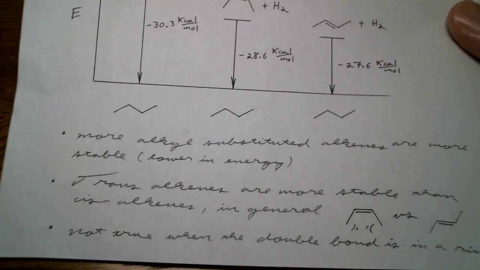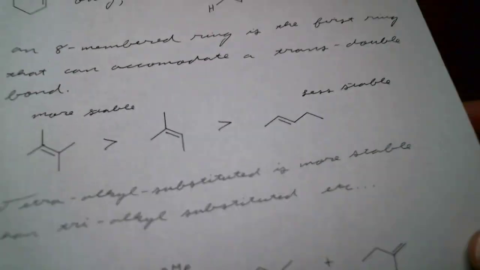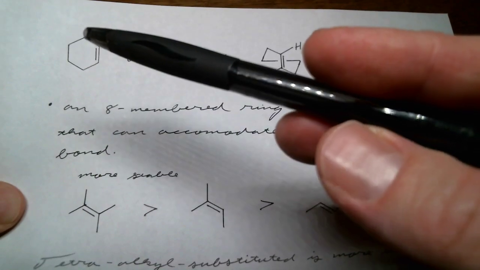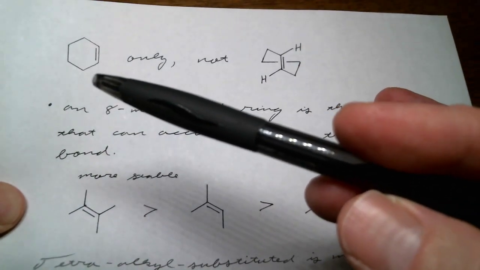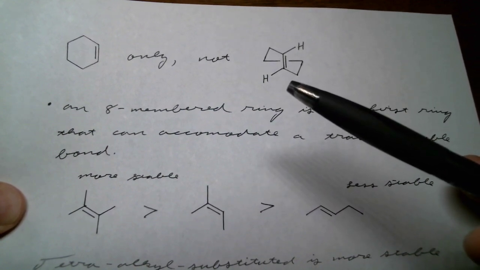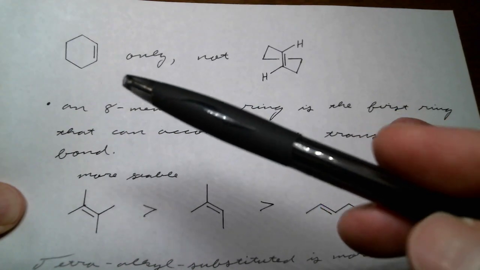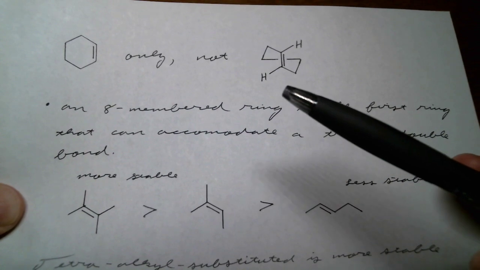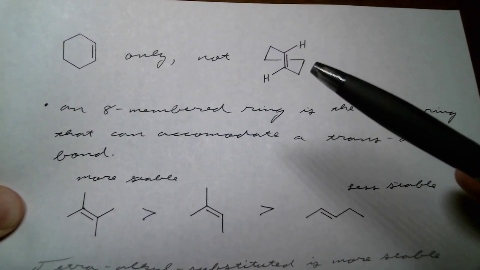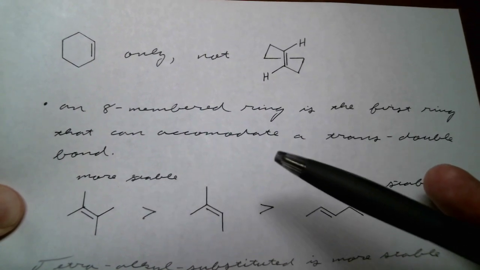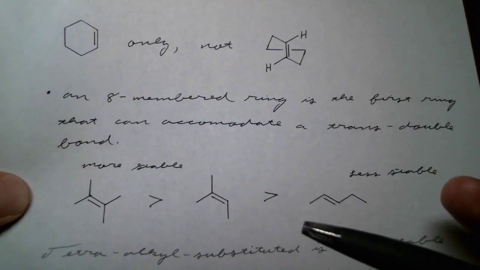You could try, for example, building a molecular model of cyclohexene. You can only accommodate that double bond with a cis substitution pattern. I've drawn a trans substitution for that double bond in the 6-membered ring, but if you tried to make this with your model, you would break plastic bonds. It's just not feasible to have a trans double bond in a 6-membered ring. An 8-membered ring, in fact, is the first ring size that can accommodate a trans double bond.